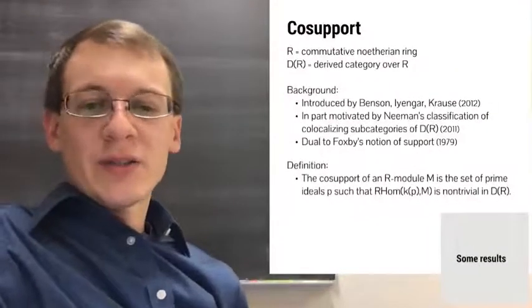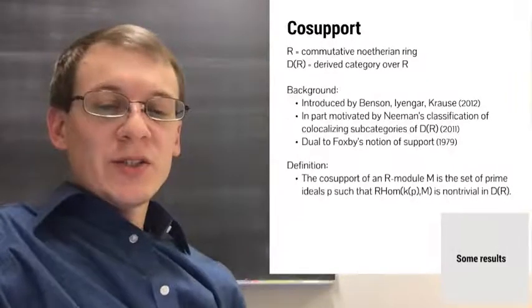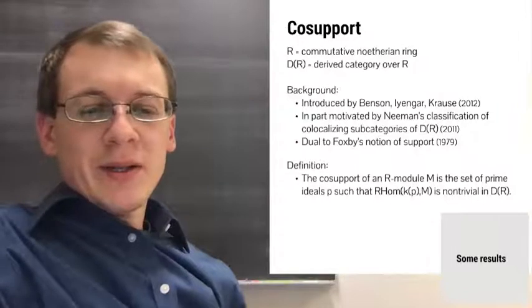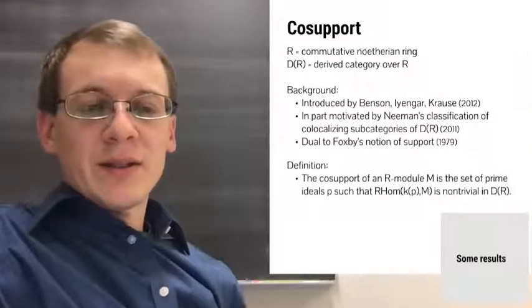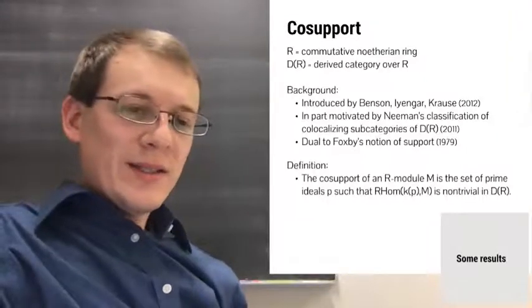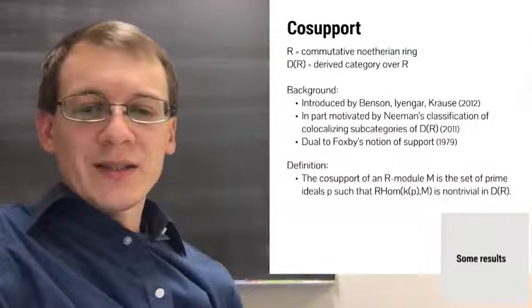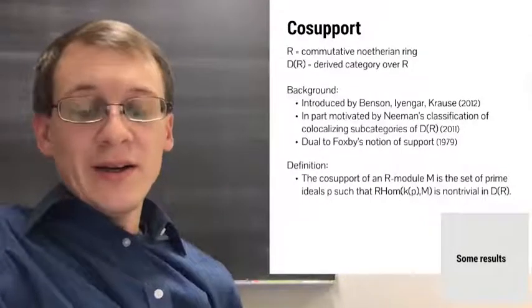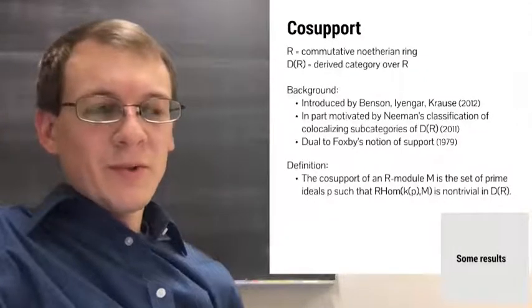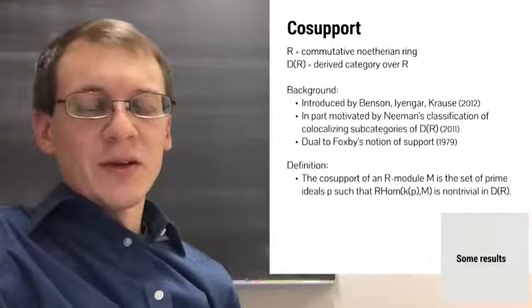This is something I've been interested in since my dissertation work. The theory of Cosupport was introduced by Benson, Iyengar, and Krause, and it was in part motivated by Neeman's classification of co-localizing subcategories of the derived category. This theory has a very rich history. In some sense, it's dual to the more classic theory, a support theory, but there are a lot of subtle differences that require fundamentally different techniques to work in this area.